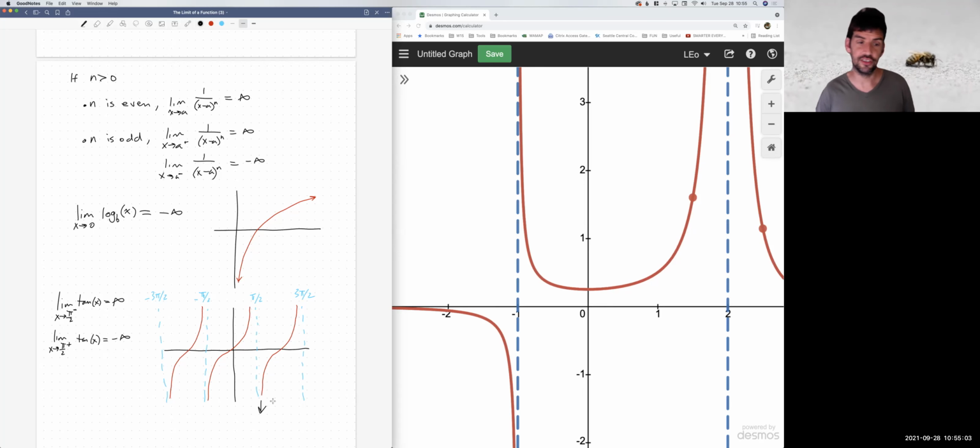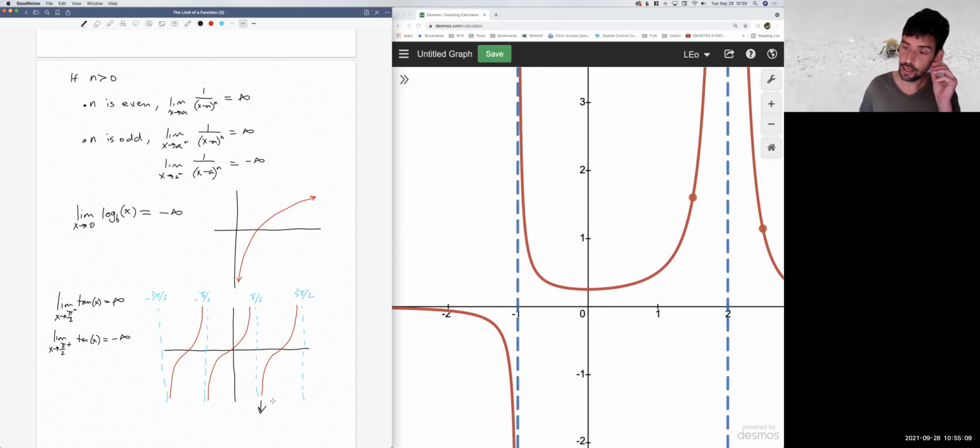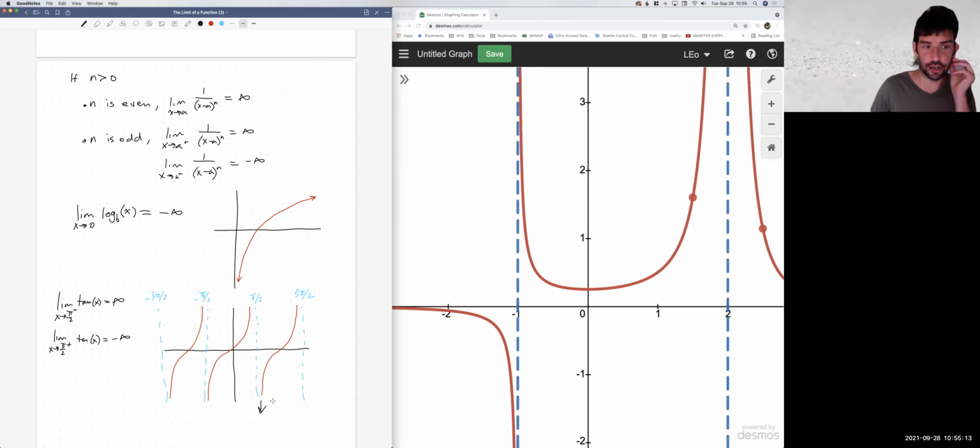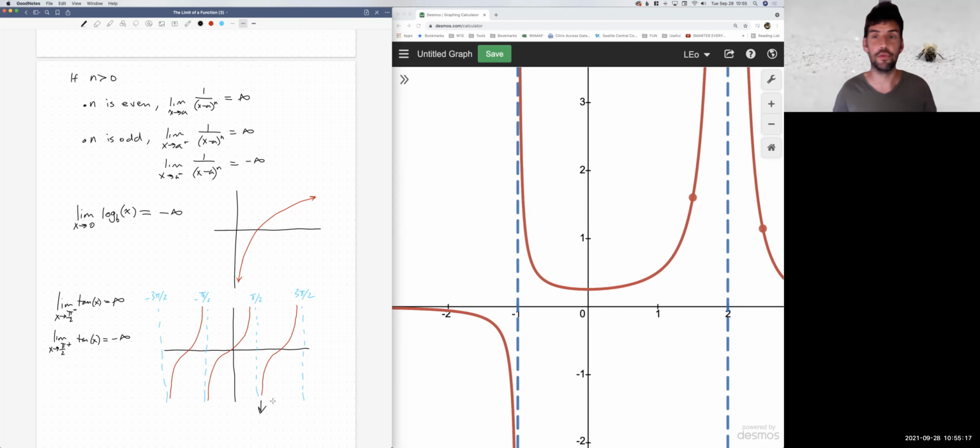Other trig functions, secant, cosecant, will have asymptotes as well. And there's other things out there that we can find that have them. But the big ones are what we've talked a little bit about so far. We'll encounter more as we go forward.